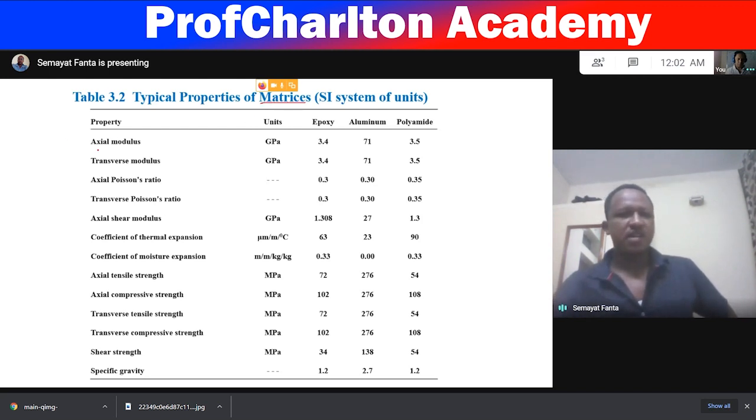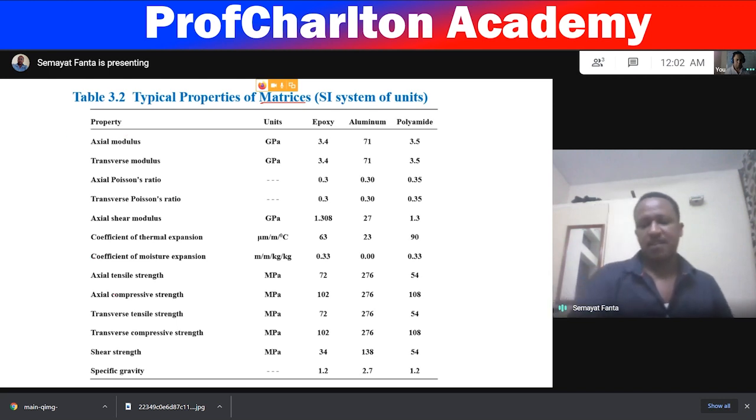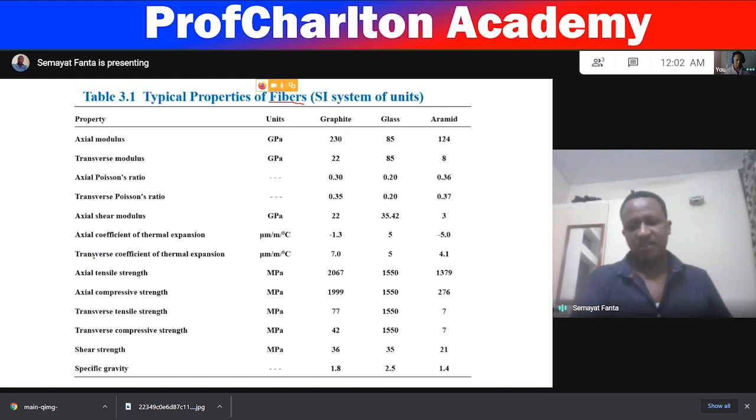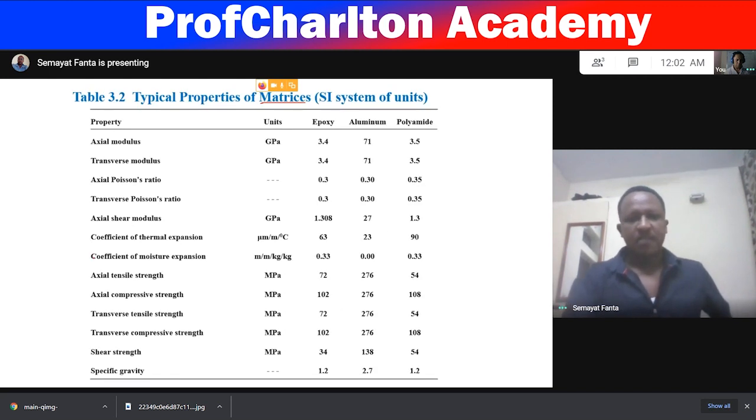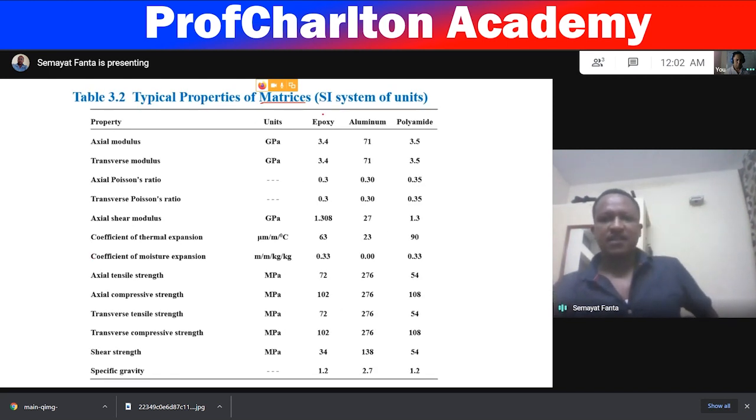The matrix properties: axial modulus, transverse modulus, axial Poisson ratio, transverse Poisson ratio, axial shear modulus, coefficient of thermal expansion, coefficient of moisture expansion, axial tensile strength, axial compressive strength, transverse tensile, transverse compressive, shear strength, and specific gravity. So these parameters are useful in further calculations. So in both cases you can see them. Okay. So most of these things are given in terms of SI unit.